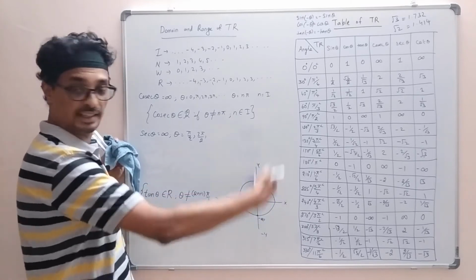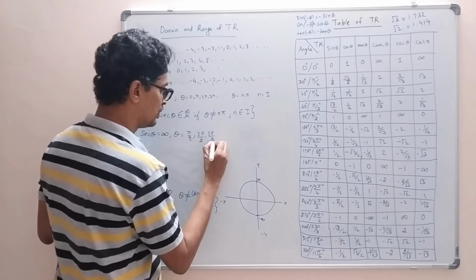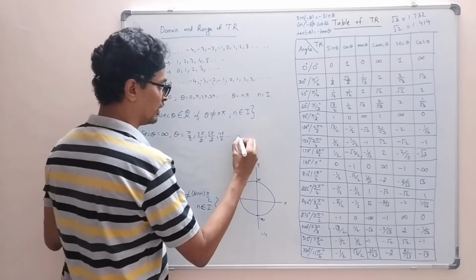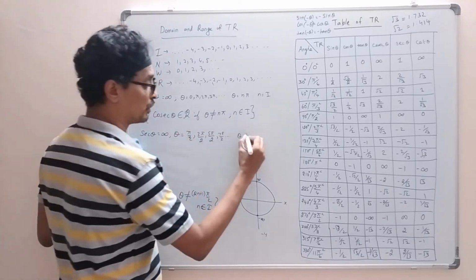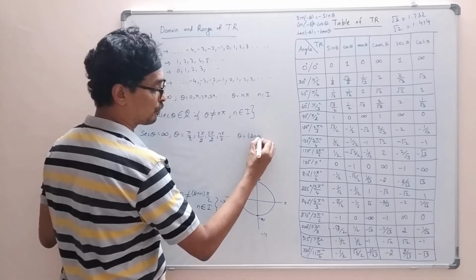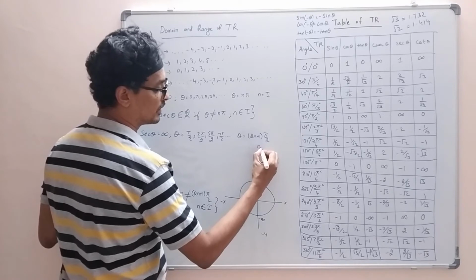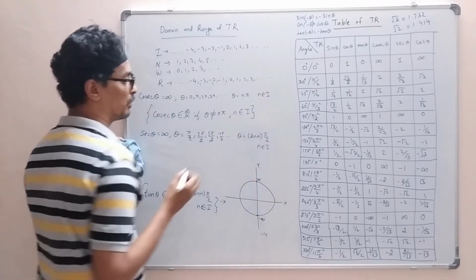Then it goes on cycling, no? It keeps on going. 5 pi by 2, 7 pi by 2, and go on. On the other hand, in that case, theta is equal to an odd multiple of pi by 2. We know how to write that, right? 2n plus 1, this is an odd number, times pi by 2, where n is an element of integer.